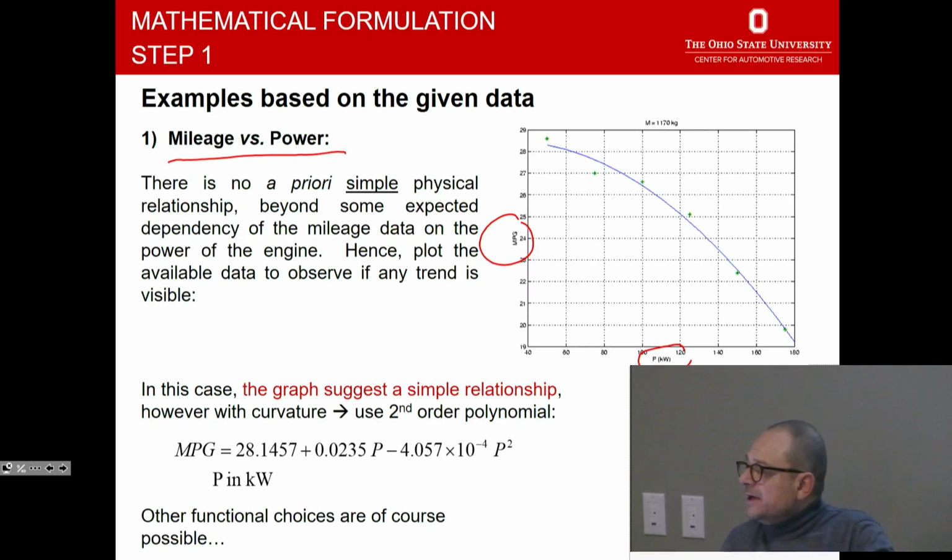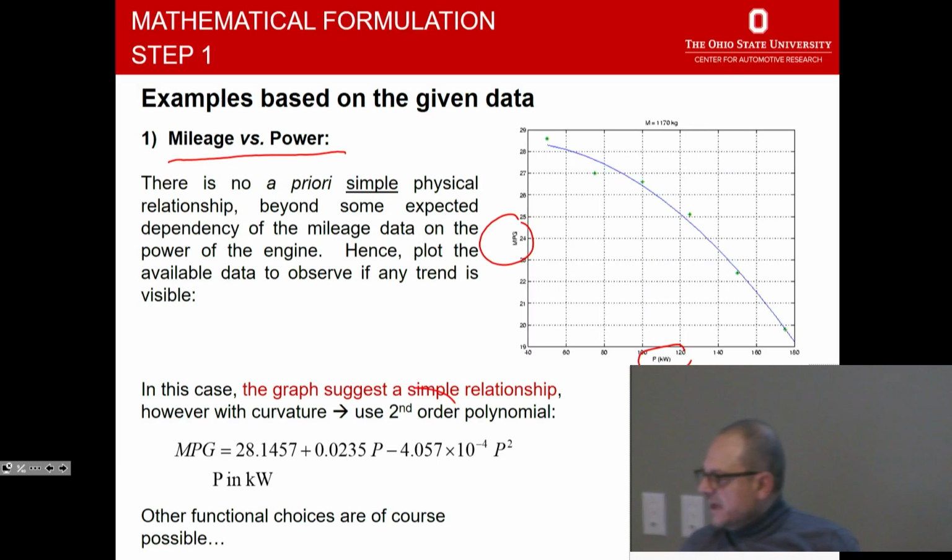Well, there isn't really any immediately obvious relationship between fuel economy and power. The only thing that is clear is that probably the higher the power rating of the engine, the lower the fuel economy. And that, in fact, is exactly what this curve shows. But is that a linear relationship? Is it some other kind of relationship? There isn't anything in the physics. This is a complicated problem. Engines are not simple, okay?